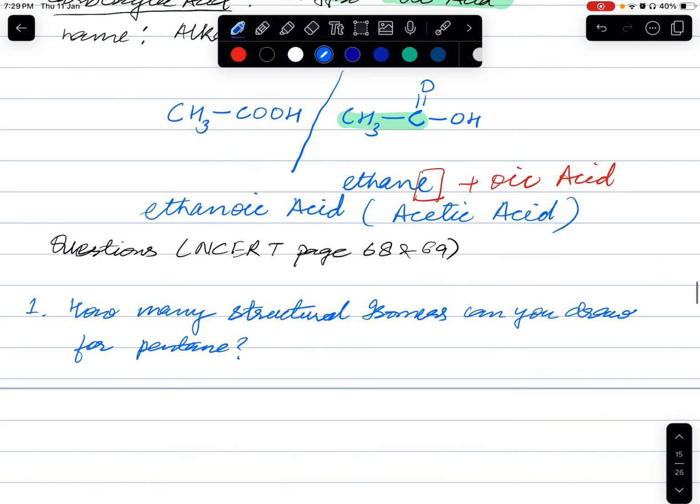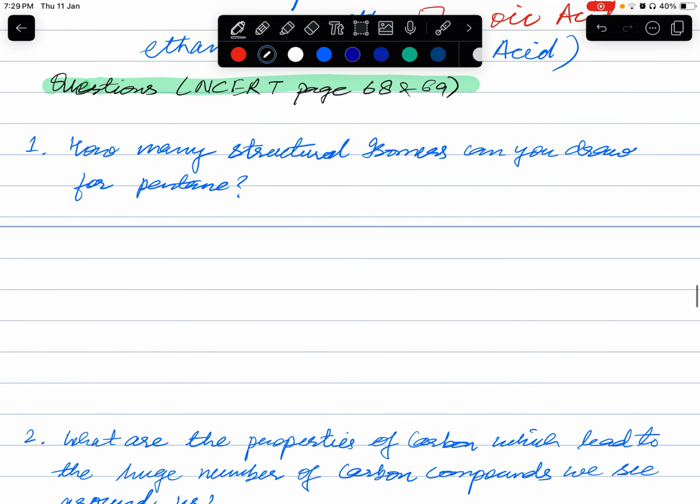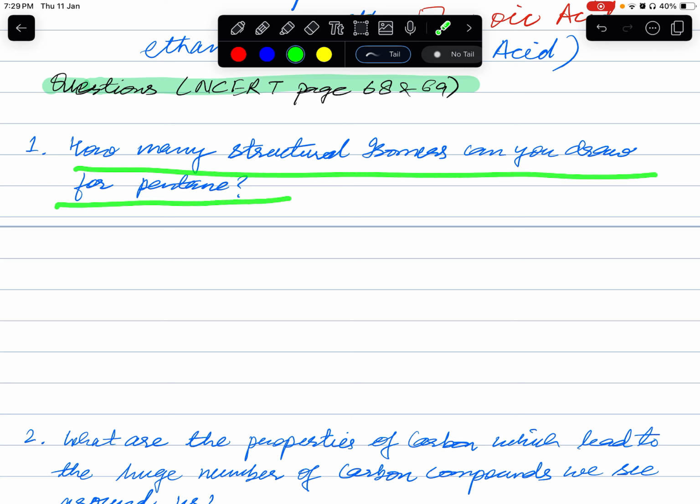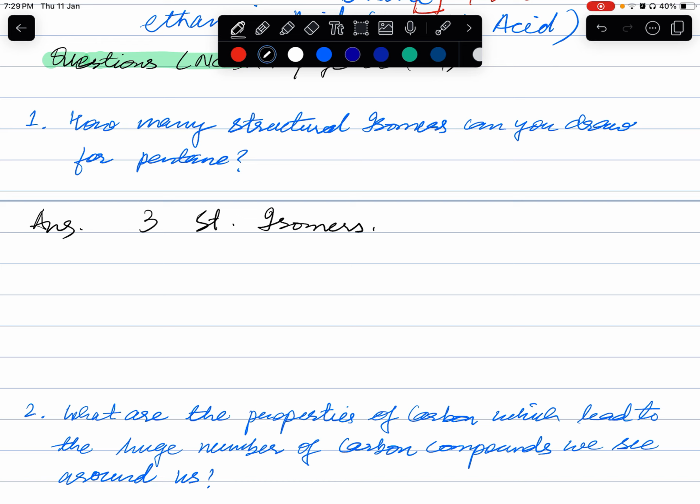You have to remember all these rules, that is, in which case a suffix is added, in which case a prefix is added. Now come to the question given in NCERT, that is on page number 68 and 69. The first question: how many structural isomers can you draw for pentane? This part we have already done when we discussed structural isomers. For pentane, we can have three structural isomers. And what are these structural isomers for pentane? The first structure is this.